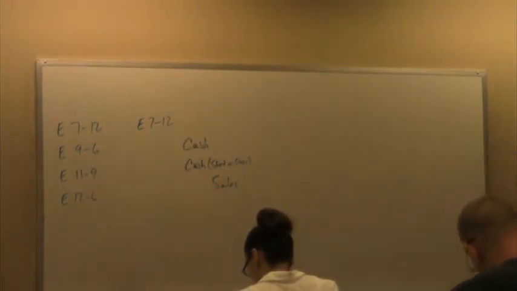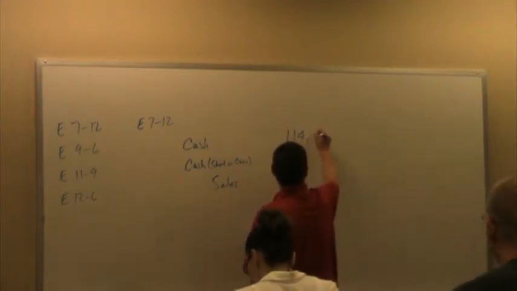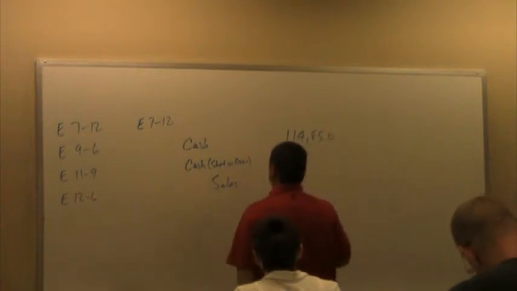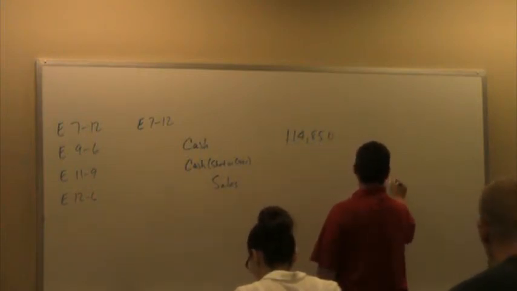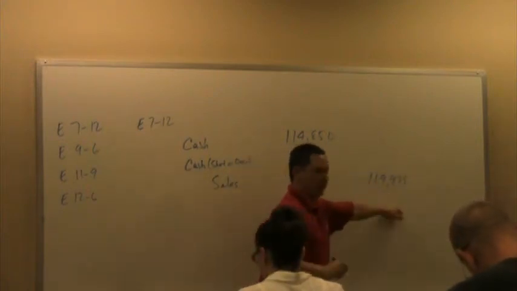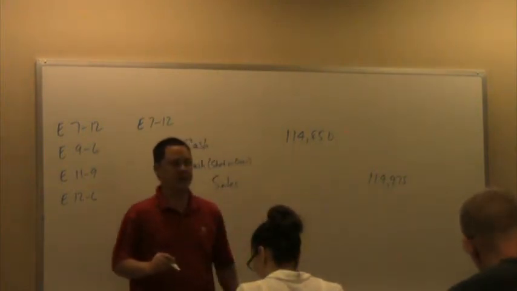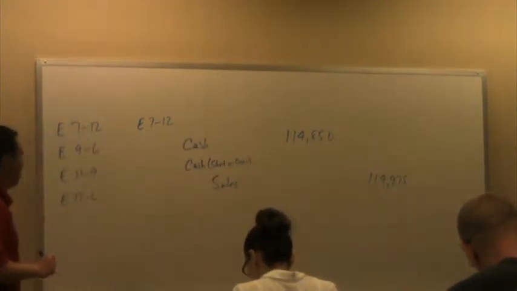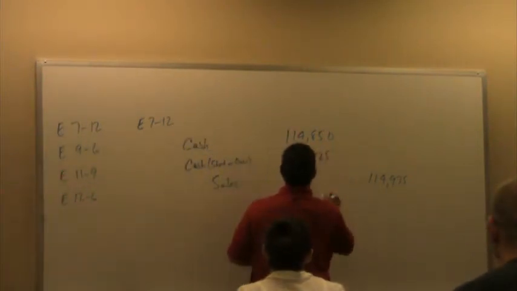So what are we receiving in cash? 114,850. And what do we have in sales? 975. So we have a difference there. This side is bigger, so that means we are short. We need some additional cash. So we have how much? 125? 125. And that will go here.